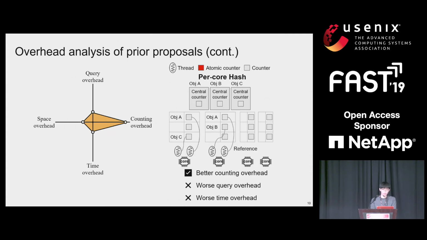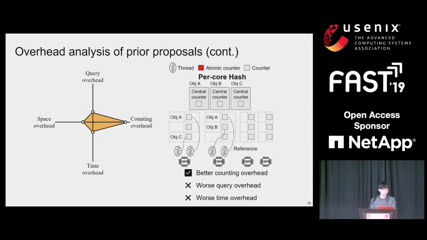The last and the most recent work we analyzed is based on a per-core hash-based scheme. The per-core hash-based scheme is designed to reduce the space overhead without sacrificing counting scalability. To this end, it basically uses fixed-size per-core hash tables for reference counting.